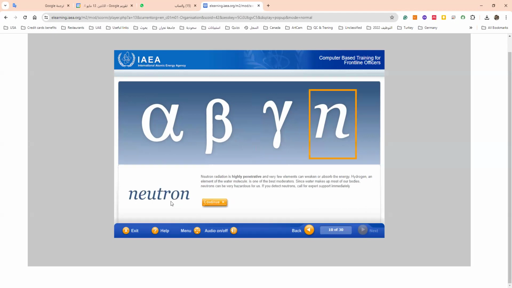And what about neutron? Neutron radiation is highly penetrative, and very few elements can weaken or absorb its energy. Hydrogen, an element of the water molecule, is one of the best moderators for neutrons. Since water makes up most of our body, neutrons can be very hazardous for us. If you detect neutrons, call for expert support immediately.